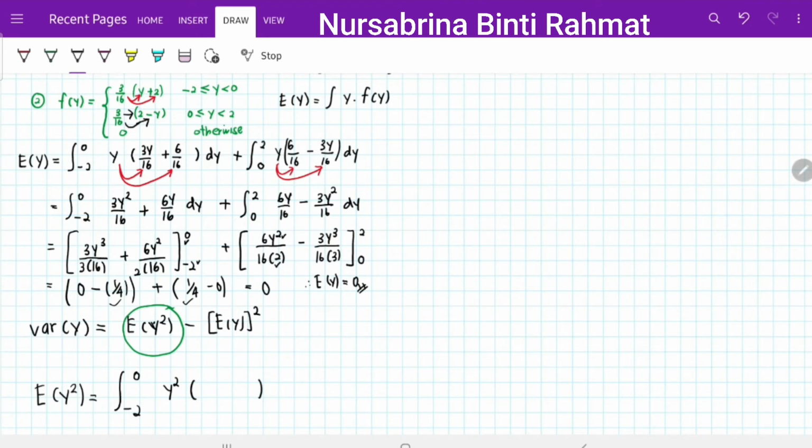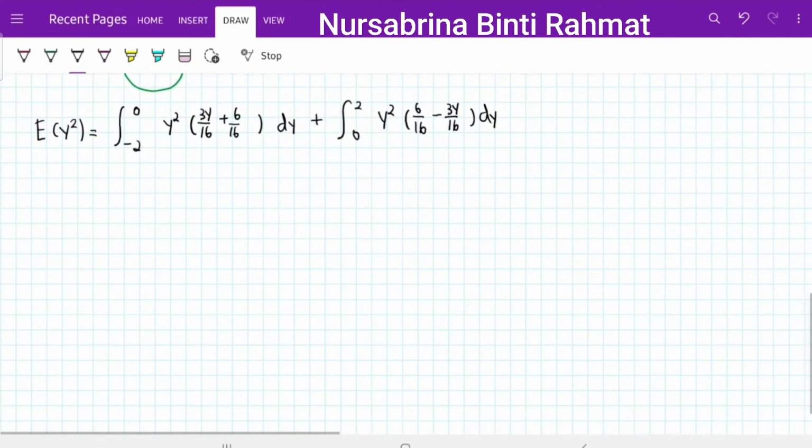As usual, we need to expand it first. So it becomes 3y over 16 plus 6 over 16 dy. Plus the integral of the second one, which is from the interval 0 to 2. So y squared multiplied with the probability density function for the second one, which is 6 over 16 minus 3y over 16. How do I get this? By expanding 3 over 16 into the function in the bracket. Now we already have the function, and now we can solve this one.